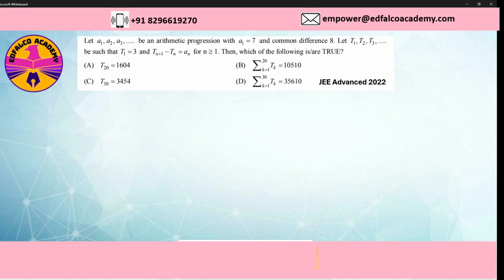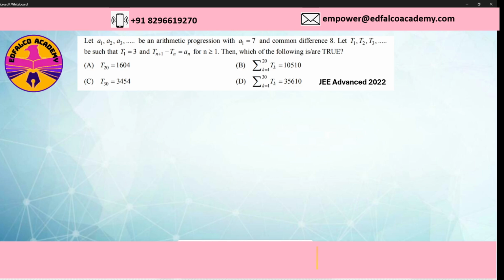लेट्स लुक एट दिस क्वेश्चन। Let a1, a2, a3 be an arithmetic progression with a1 equal to 7 and common difference 8. Let t1, t2, t3 be such that t1 is equal to 3 and t(n+1) minus tn is equal to an for all n greater than or equal to 1. Then which of the following statements is/are true?